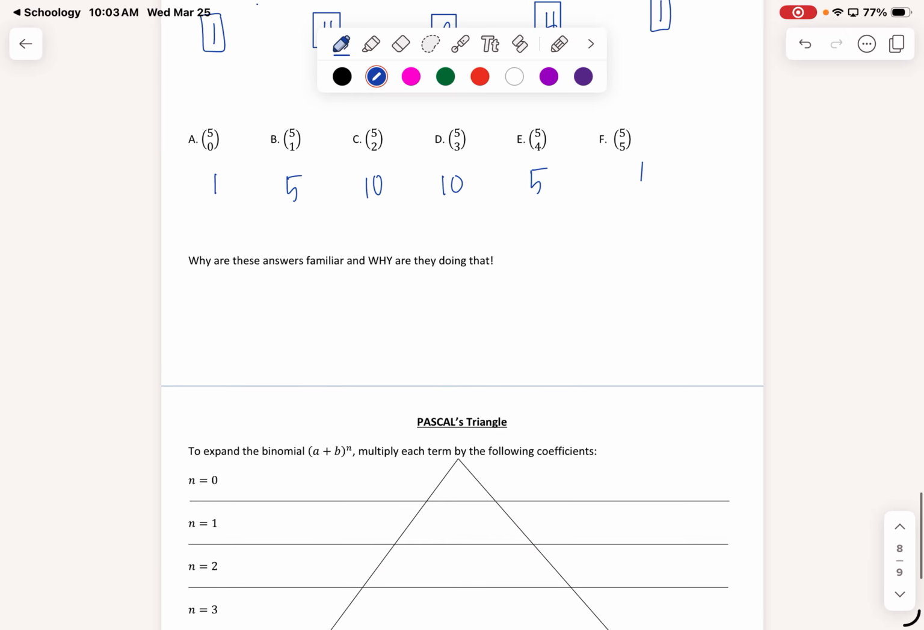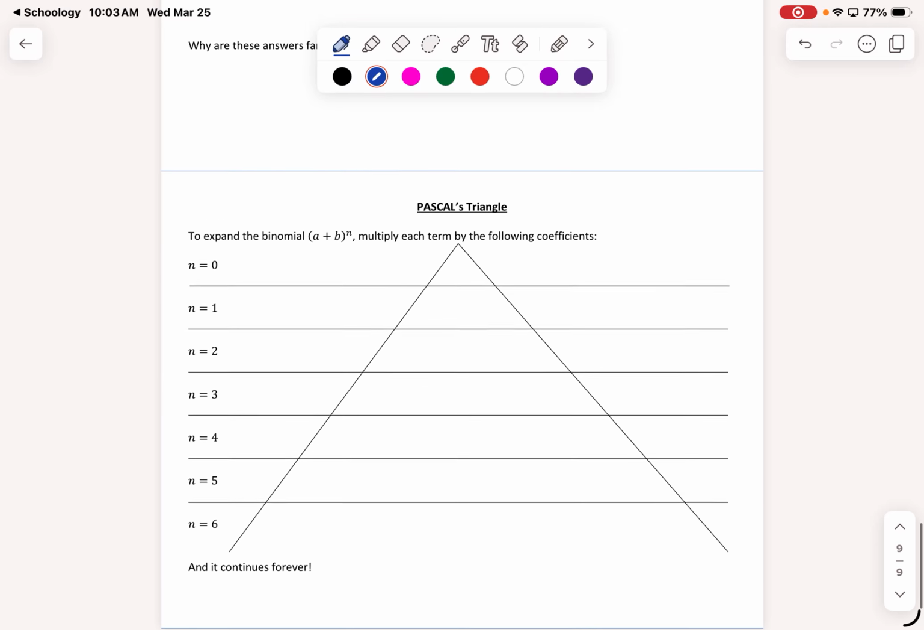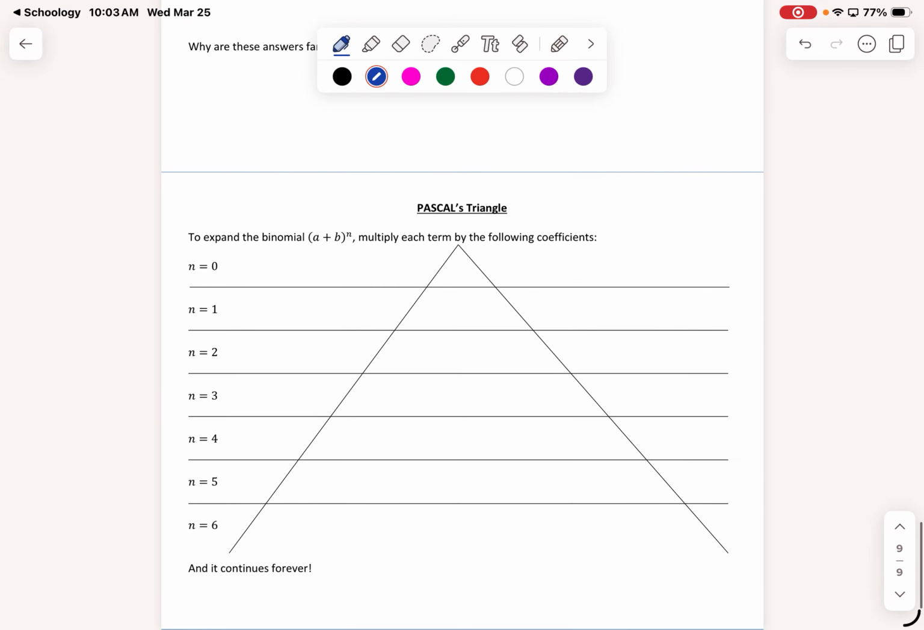Why are these answers familiar? Why are we doing that? Those are coefficients from the problems that we did before, right? So these numbers, and it's used for binomial expansion, okay? This is called Pascal's triangle. So this is when n equals 0, n equals 1, 2, 3, 4, 5, 6. We're going to do 6 rows.